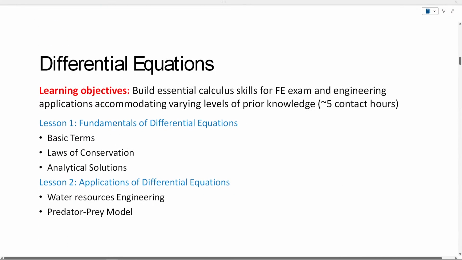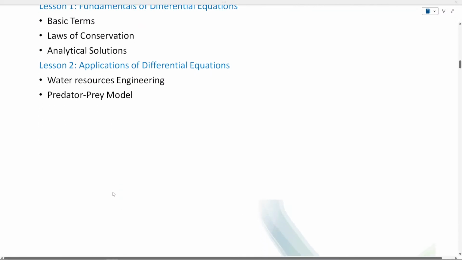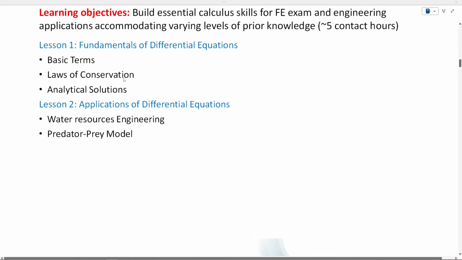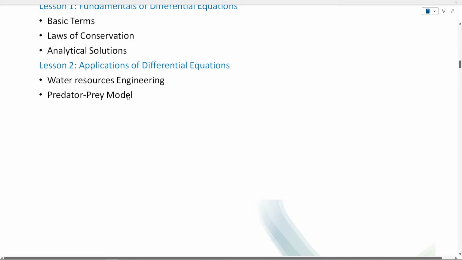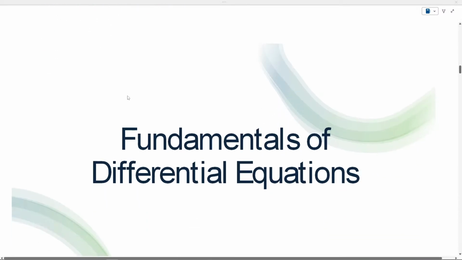Okay. So it has two lessons. One lesson will be the fundamentals, and then in the second lesson we will see how to apply these fundamentals to some common problems that we see in water resources engineering, and the predator-prey model, which is a classical model in differential equations, which has a lot of practical applications in water resources engineering and other disciplines, not necessarily engineering, but engineering, economics, and much more.